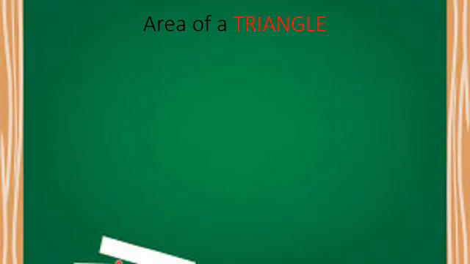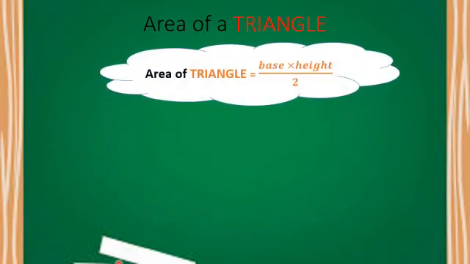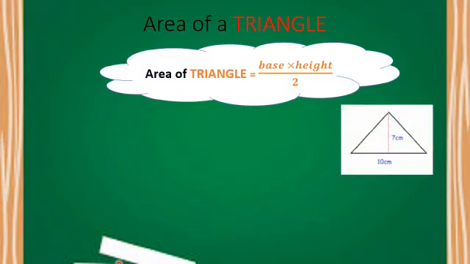Area of a triangle. The area of a triangle is equal to base times height over 2. Let us take examples. The first one is this triangle. It has a base of 10 centimeter and a height of 7 centimeter. Then the area of this triangle, which is equal to base times height over 2, equals 10, which is the base, times the height, which is 7, over 2. 10 times 7 is equal to 70 over 2 equals 35 centimeter squared.